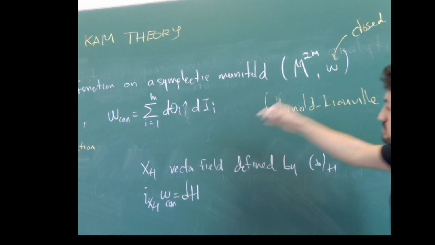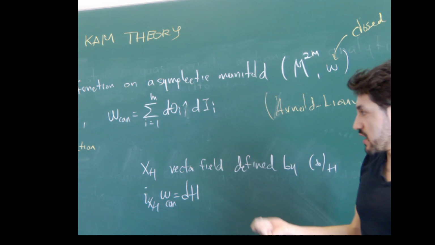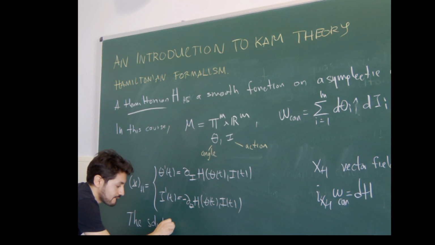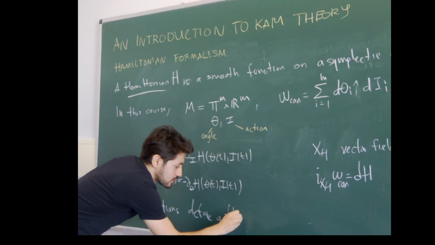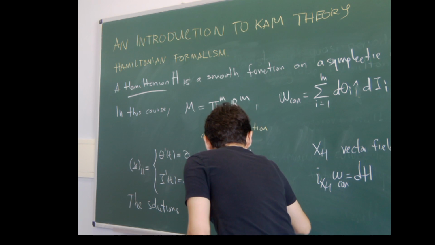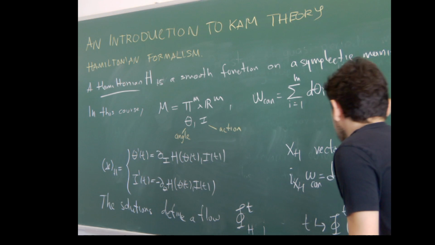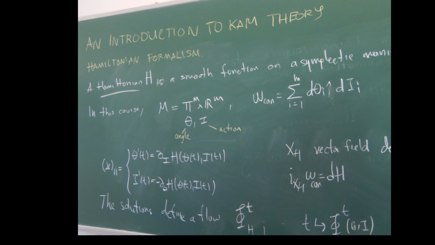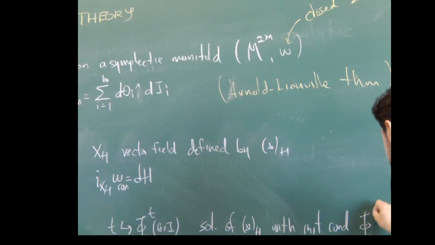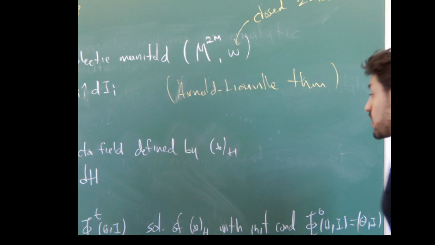And once I have a system of equations, I will define a flow. So associated to this, we have a flow, the solutions define a flow, which I will denote by phi_H. So what is this flow? Basically, if I take t and I send it to this function, this is the solution of my system with initial conditions phi at zero of theta, I is equal to theta, I. Okay, this is the dynamical system I will be interested in.